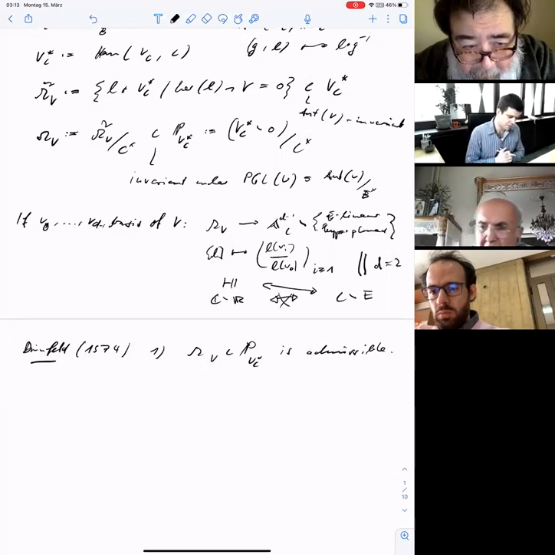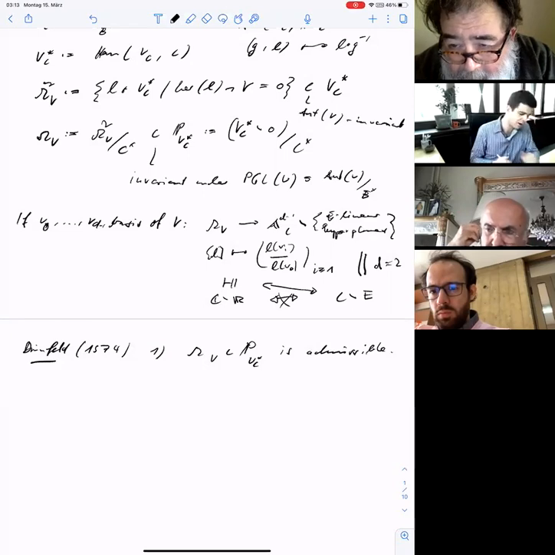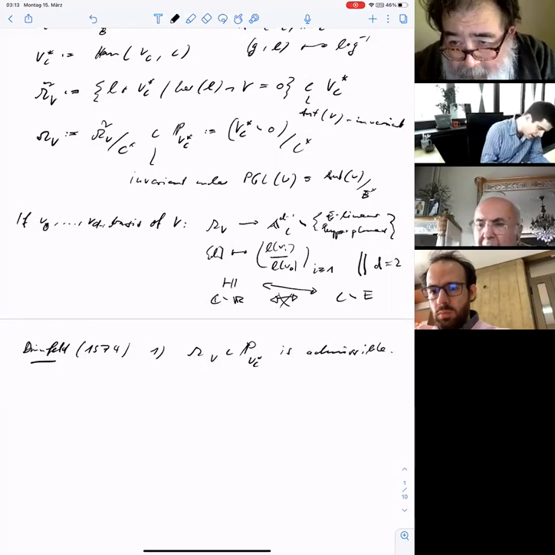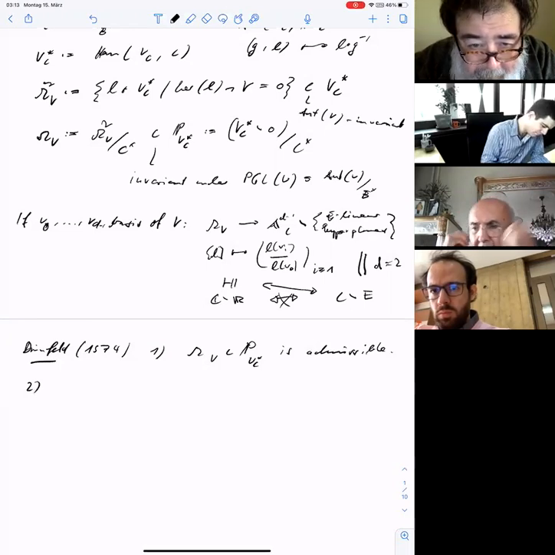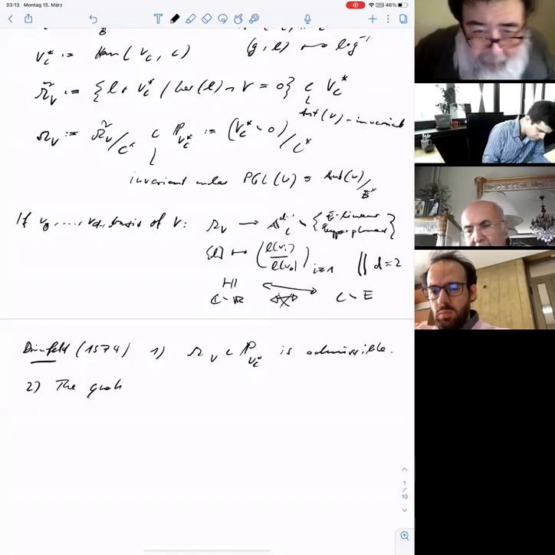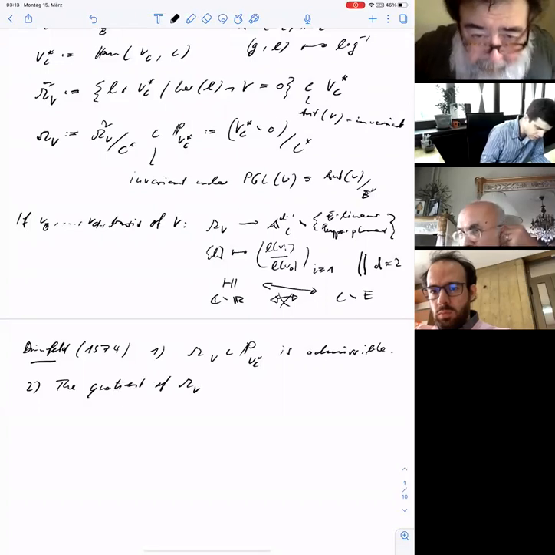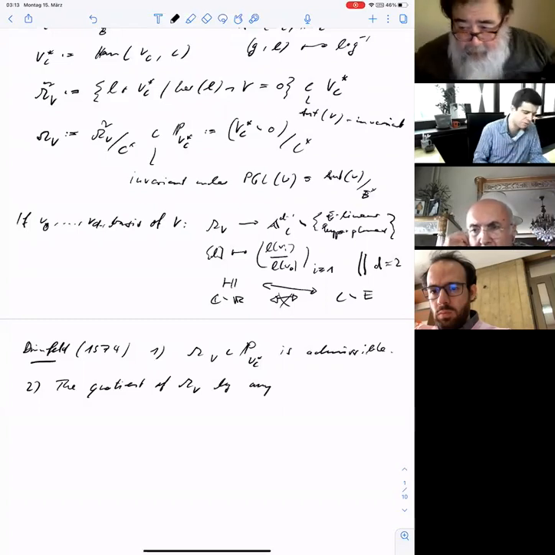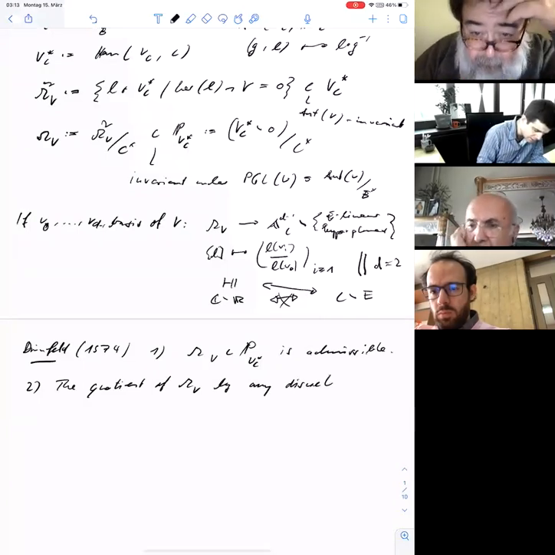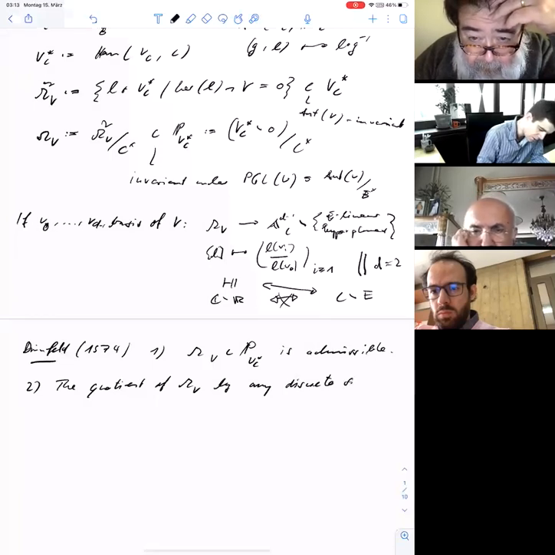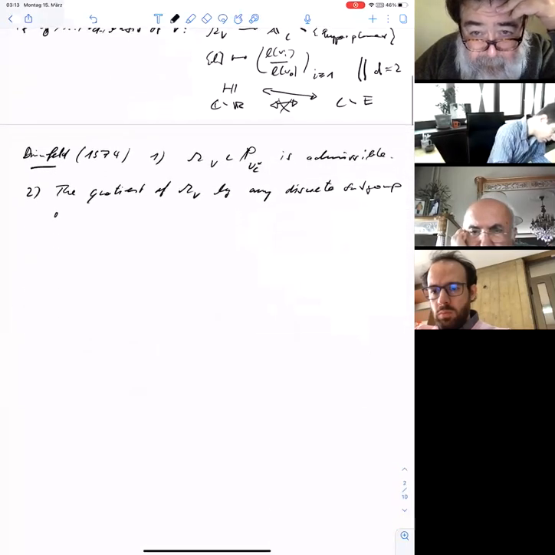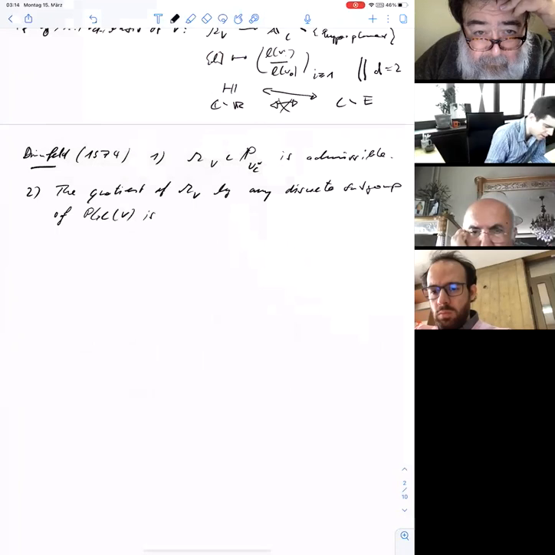So this is some nice subvariety of the rigid analytic variety PV C2. And Drinfeld also showed that the quotient of omega V by any discrete subgroup of PGL V is again a rigid analytic variety. In fact, it's an integral, normal rigid analytic variety.